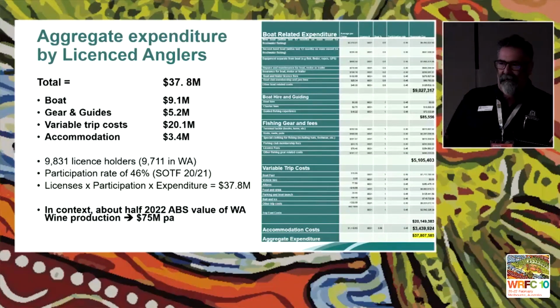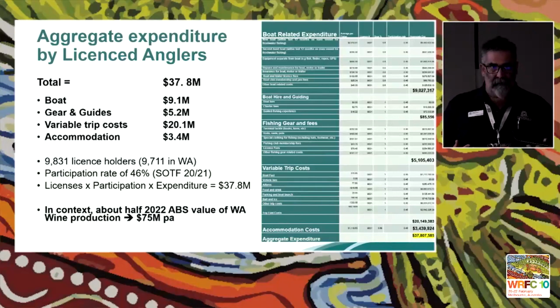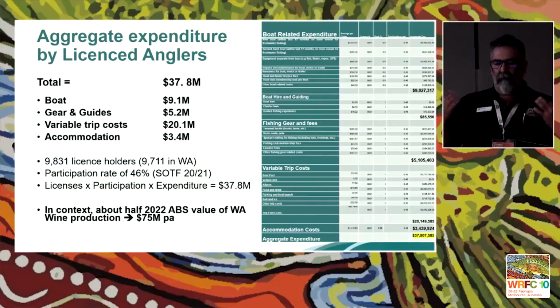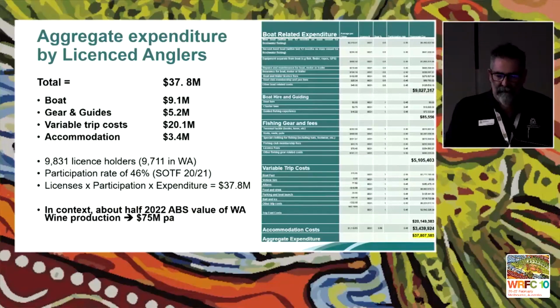It gives us a number of about 38 million, which in context in the Western Australian economy, our wine production is very famous, and that's valued at about 75 million in last year's ABS data. So, this is definitely a sleeper when it comes to its regional value.